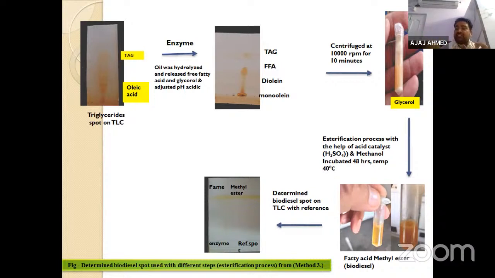And then the esterification process, with the help of an acid catalyst, sulfuric acid, and methanol. Incubated for 48 hours at a temperature of 40 degrees, giving fatty acid methyl ester, biodiesel, and then we determine the biodiesel spot on TLC with a reference. So this is the reference spot and this is the enzyme spot. Both spots are the same. First is FAME, fatty acid methyl ester, and second is methyl ester, and that is biodiesel. So we determined the biodiesel spot through different steps, the esterification process from the third method.